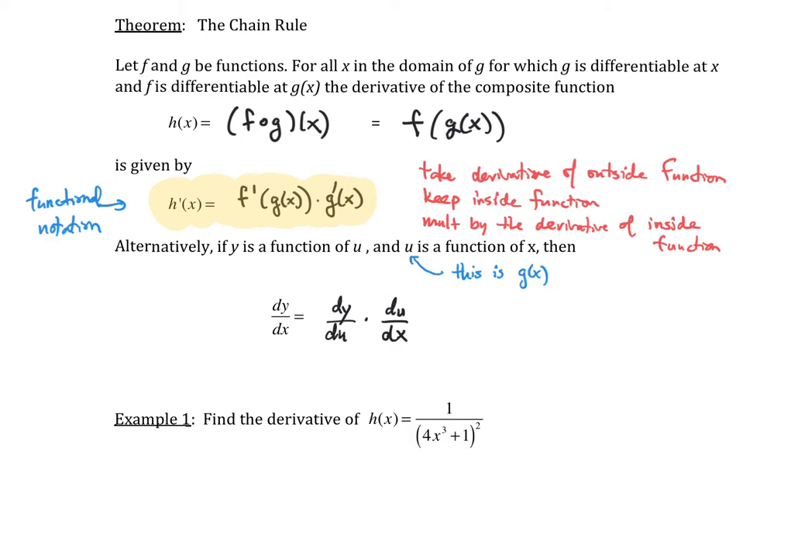Okay, we're basically treating that inside function as a variable. And so we take the derivative of the dependent variable y with respect to this intermediate variable u, which is g of x, and then we're going to multiply by the derivative of the intermediate variable u with respect to x. But since u is really g of x, that's really like saying multiply by the derivative of g. So these two equations are really saying the same thing.